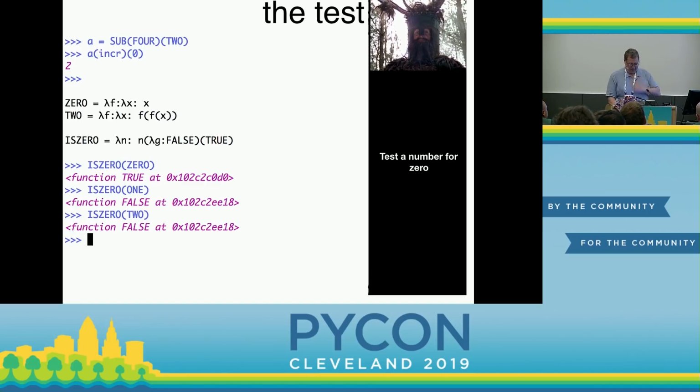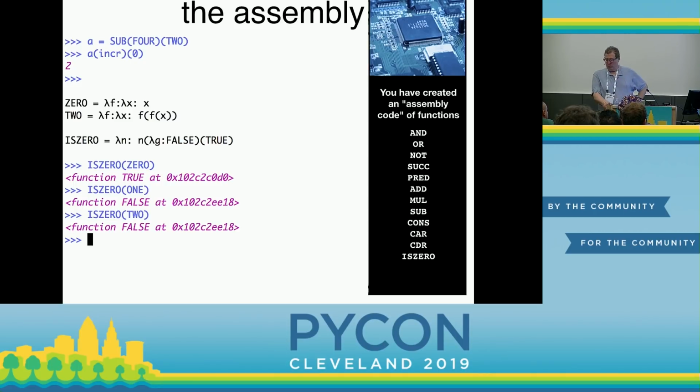Okay, so where this is going, think about what we've kind of got. We've got Boolean logic, we've got add and subtract, we've got multiply, predecessor, we have the ability to do data, we have the cons thing. Essentially what you have built is a kind of weird assembly code of functions. It's pure functions, but think of it as maybe like an instruction set, where we have all these things you can do: and, or, not, suc, pred, add, mul, sub, cons, car. You've got all of this stuff, and it's kind of like machine code in a way.